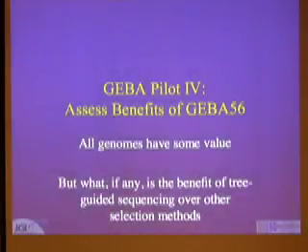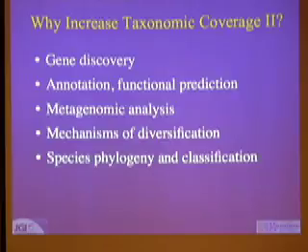So the rest of what I'm going to talk about is analyzing these genomes and trying to figure out what the value that comes from them is. So all genomes, we think, have some value for a variety of purposes. What is the benefit in particular of this tree-guided sequencing over, say, random sampling of genomes? So we outlined in the original vision of this project these 5 areas that we thought should be benefited from having better phylogenetic sampling of bacterial and archaeal genomes. And that's the list of them here, and I'm going to go through each of these quickly to show you what we've found for some of these.